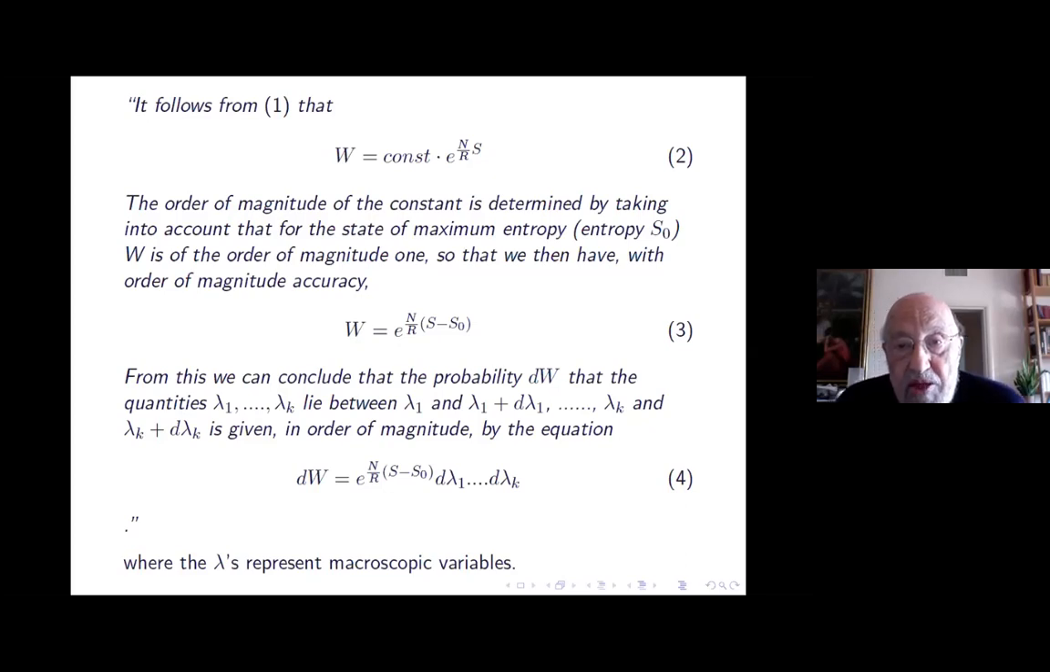opalescence phenomenon. And he uses it correctly as far as the system is far from a critical point, so far from a phase transition. But then at the phase transition, he makes the mistake of supposing that different points in the system are probabilistically independent, which is not true because you have long range correlations. And he was strongly criticized by Einstein in another famous paper.